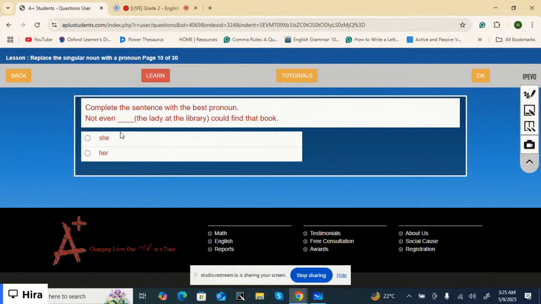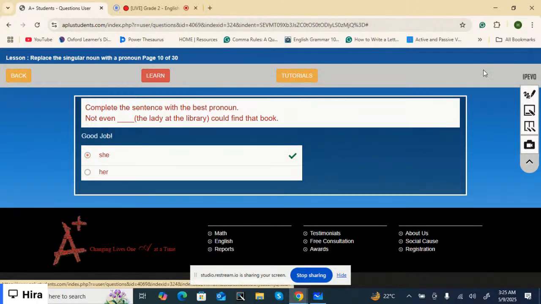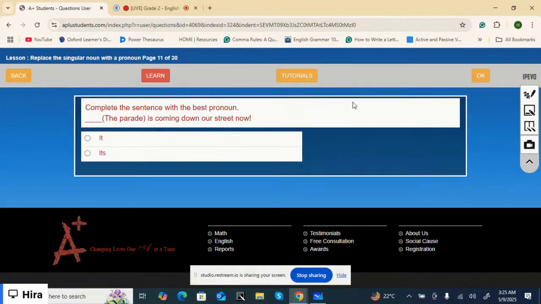Well, good. The correct answer is she. Not even she could find that book. Okay, so let's stop this lesson here. I hope you understand how to replace the singular noun with a pronoun.